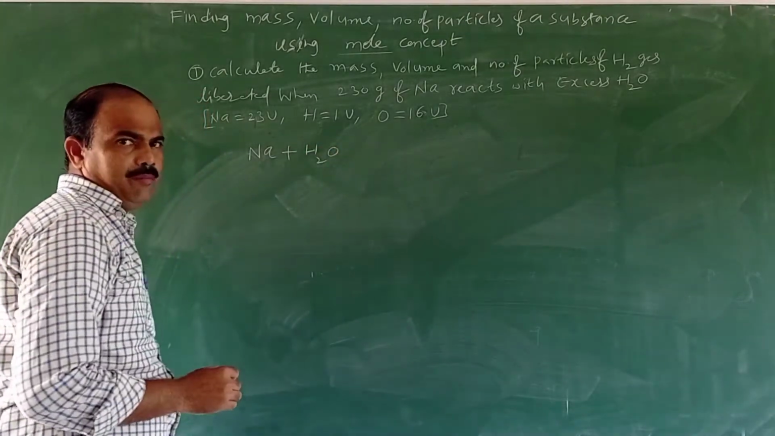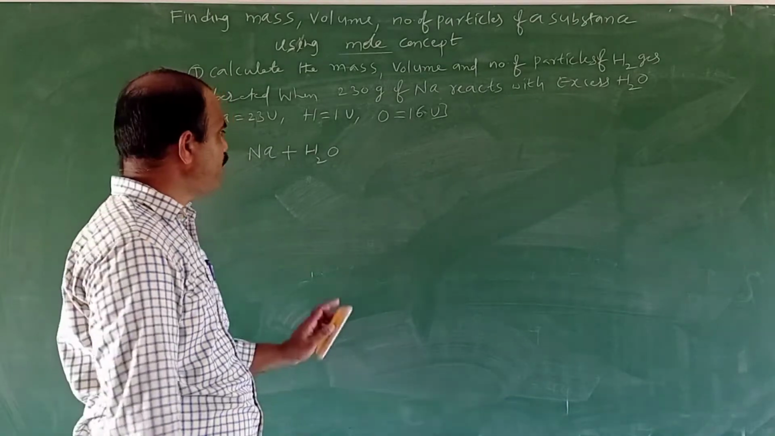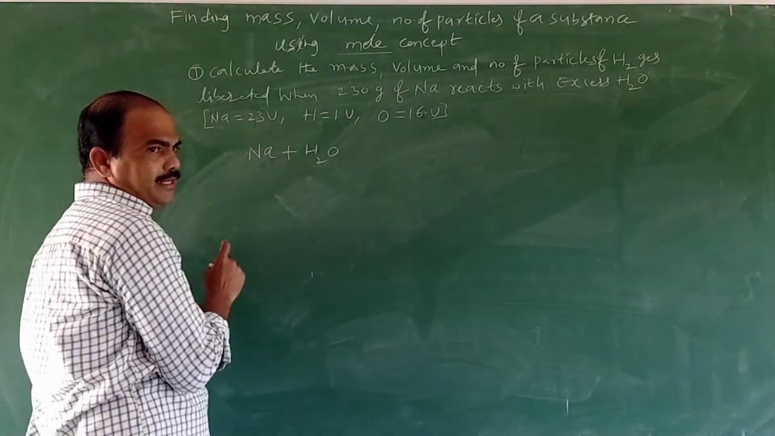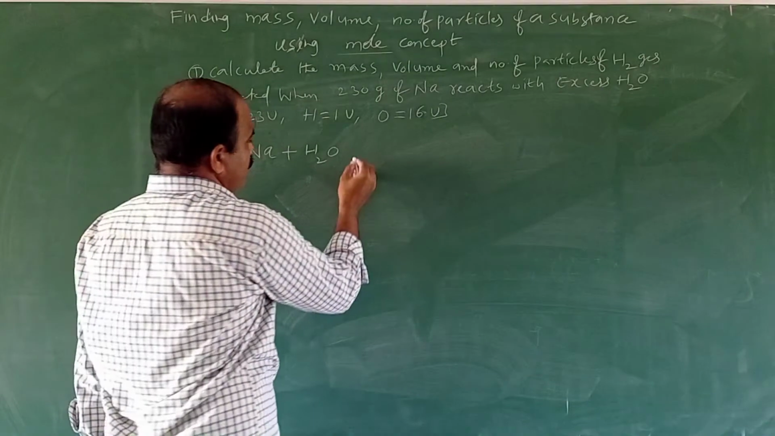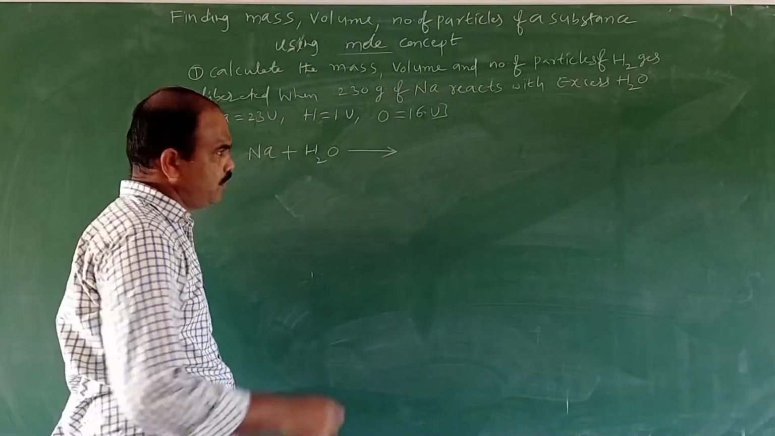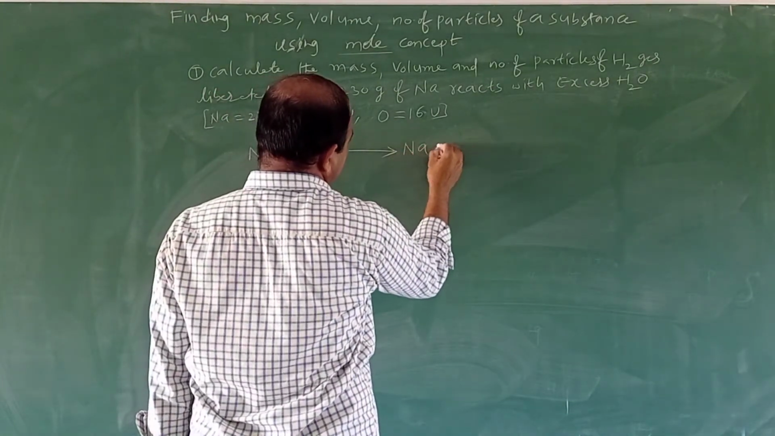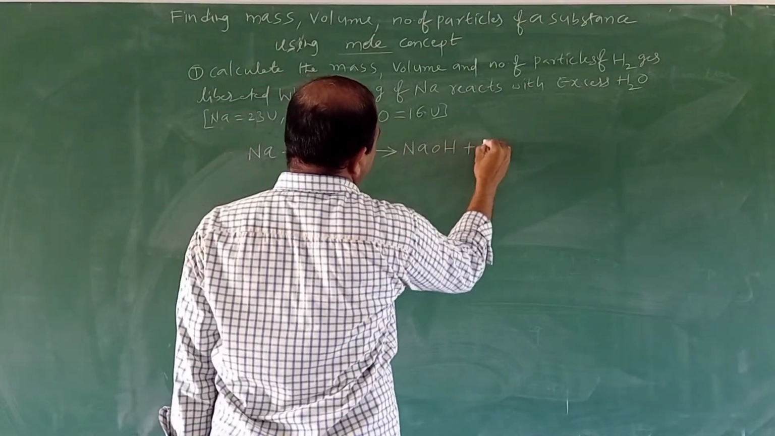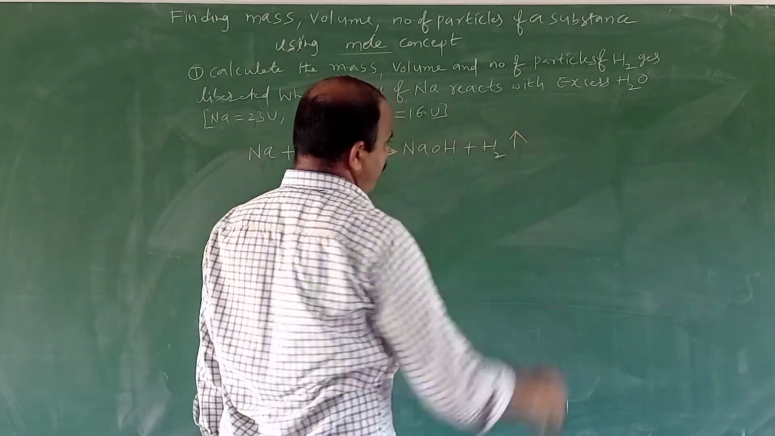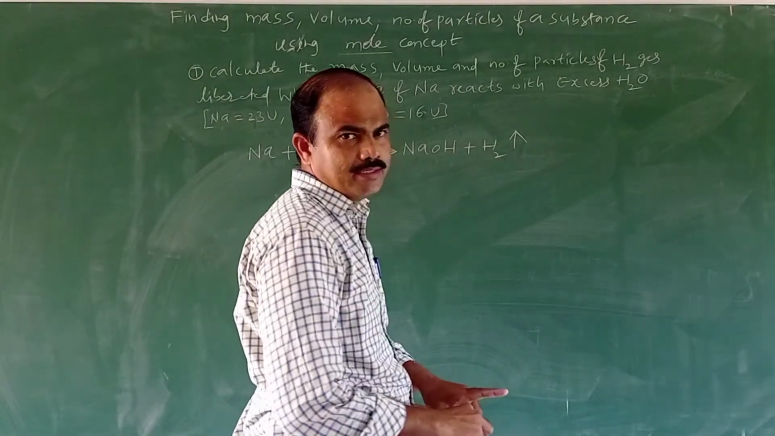So these sodium and water are called the reactants. How many reactants are there? 2 reactants. So when they undergo the chemical reaction, what is produced? Sodium hydroxide and next one, hydrogen gas. Sodium hydroxide and hydrogen gas are produced.